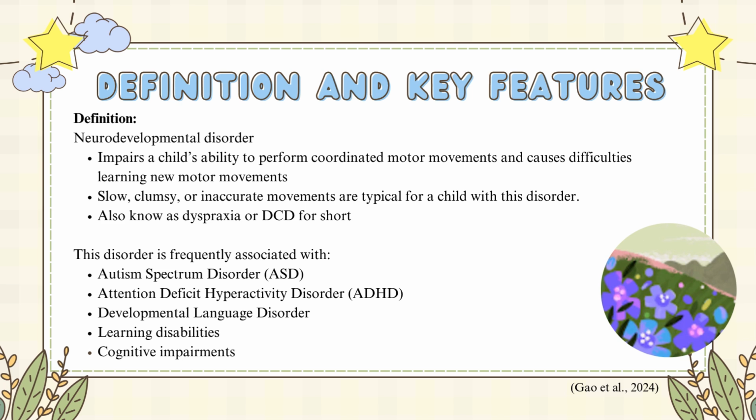It is also known as dyspraxia. It is defined as a neurodevelopmental disorder that impairs a child's ability to perform coordinated motor movements and causes difficulties while trying to learn new motor movements. A key feature that you would see with a child with this disorder is that they perform slow, clumsy, or inaccurate movements, as these are very typical for a child with this disorder.